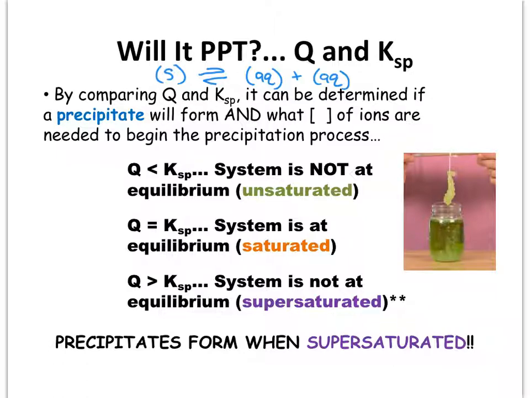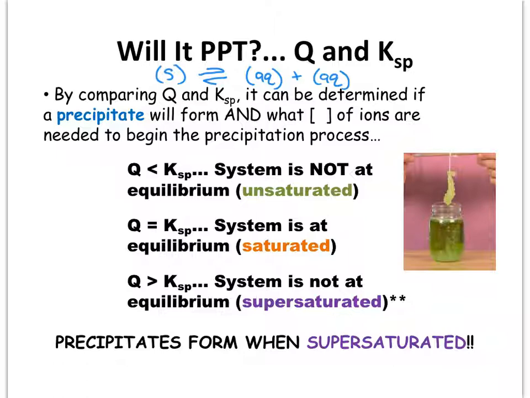So if you compare Q to Ksp and Q is less than Ksp, if you remember the alligator from class, that means the reaction is going to favor the product side, or you're going to need to form more products to reach equilibrium. So if Q is less than Ksp, that basically means you're unsaturated because the equilibrium is going to form more of your aqueous substances, or it's going to dissolve more of your solid and form more of those products. So you're unsaturated. More of the solid can dissolve. If Q is equal to Ksp, well, then you're at equilibrium.